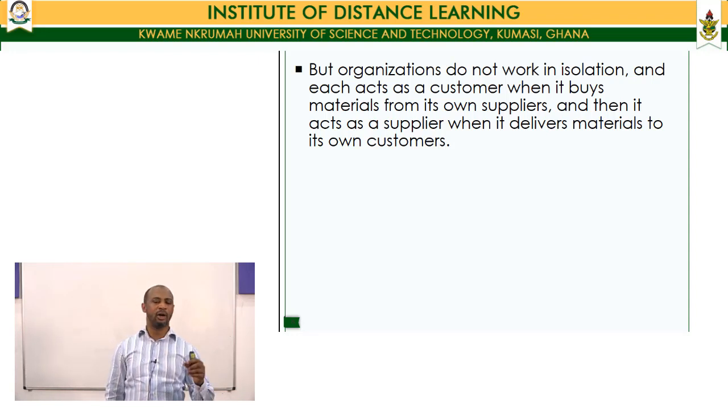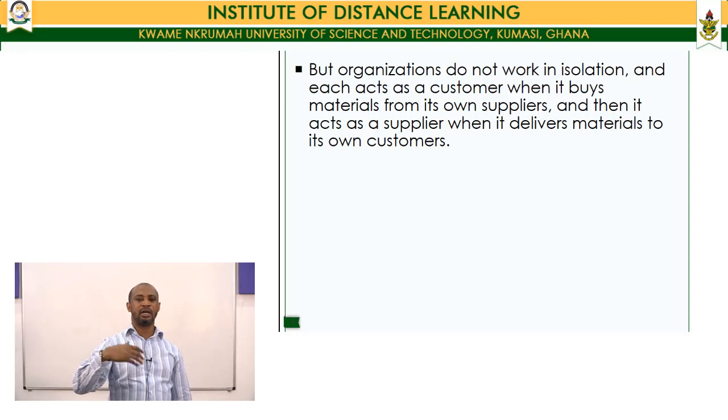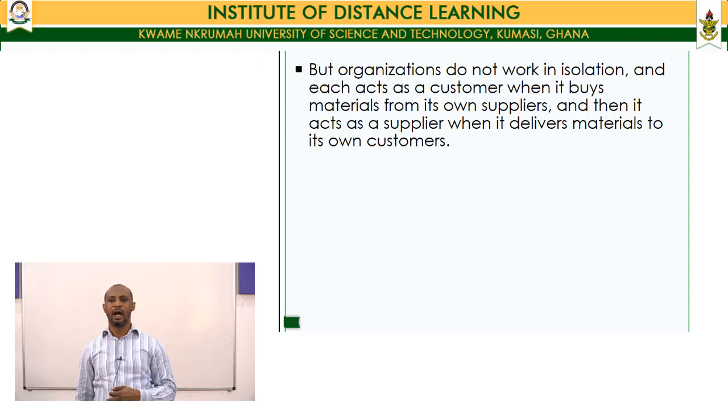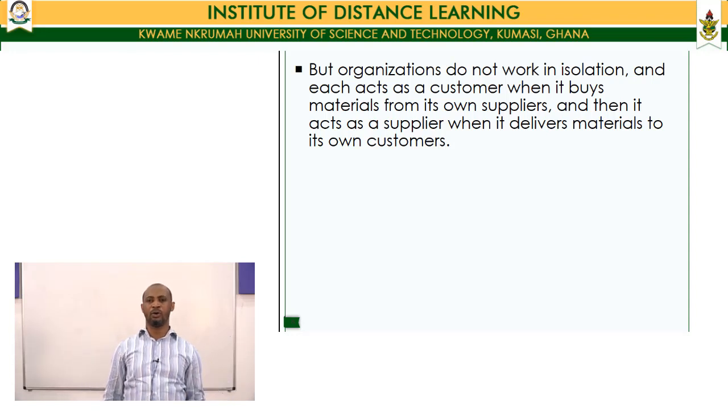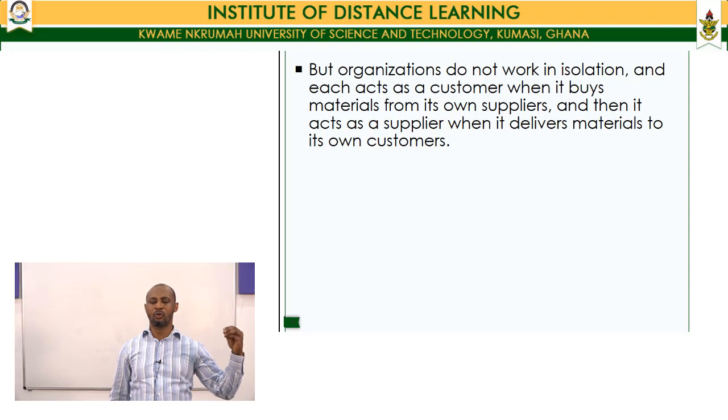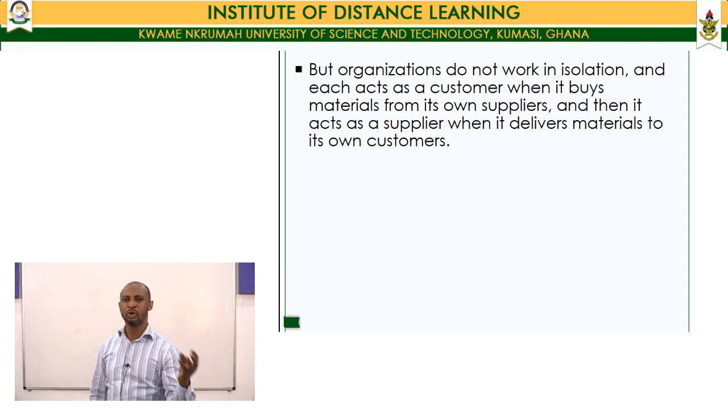But you know that organizations don't work in isolation, and each organization acts as a customer when it buys materials from its own suppliers. So I am Nestle Ghana. I am producing Milo. I buy cocoa beans from Cocoa Board. I have become a customer to Cocoa Board. Cocoa Board buys the cocoa beans from farmers. Cocoa Board has become a customer to the farmers. The farmers become suppliers to Cocoa Board. Cocoa Board is a supplier to Nestle Ghana.